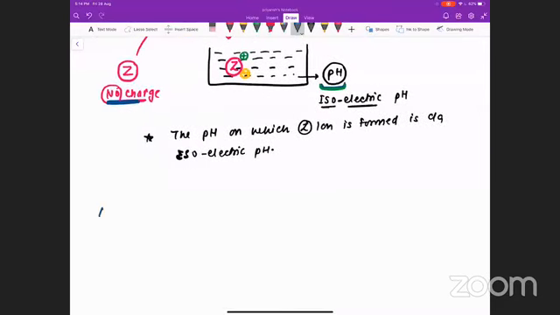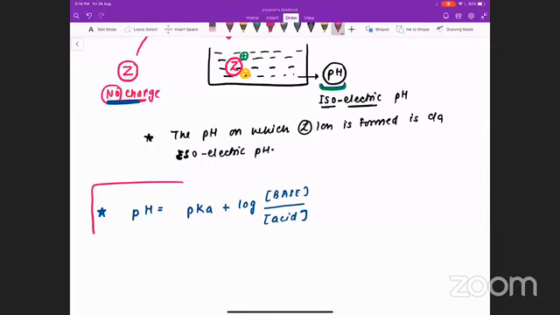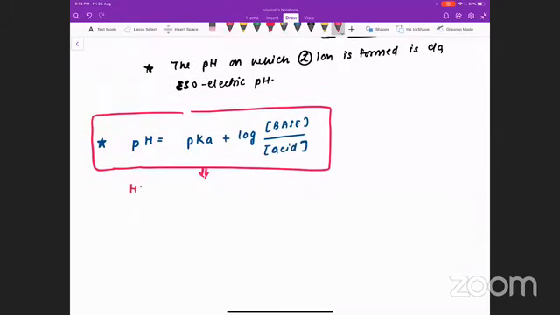There is an equation to calculate the pH. The formula of pH is pH equal to pKa, this is a constant, plus log of total amount of base divided by total amount of acid. The equation is not important. What is important is the name of this equation. This equation is called as Henderson-Hasselbalch equation.